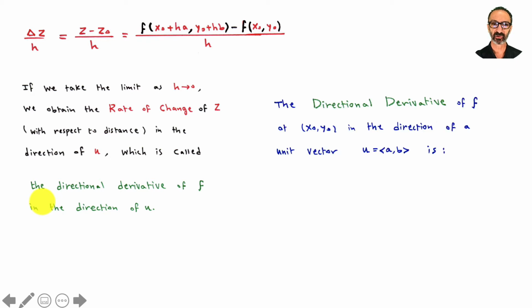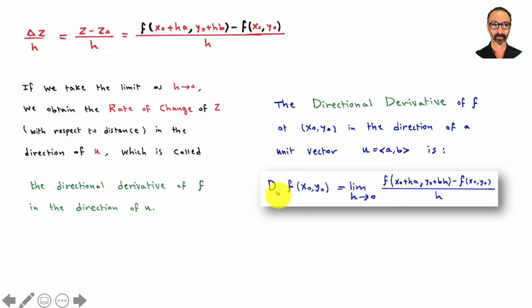The directional derivative of f at x sub 0, y sub 0 in the direction of a unit vector u is given by this formula. This is a directional derivative, so not like the previous video going with x or y, t1, t2. We are finding the derivative at that point in the direction of a unit vector u, of course, if the limit exists.